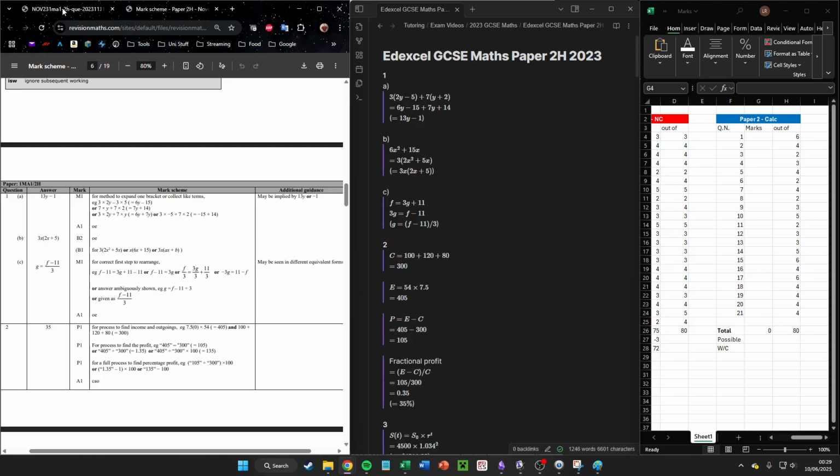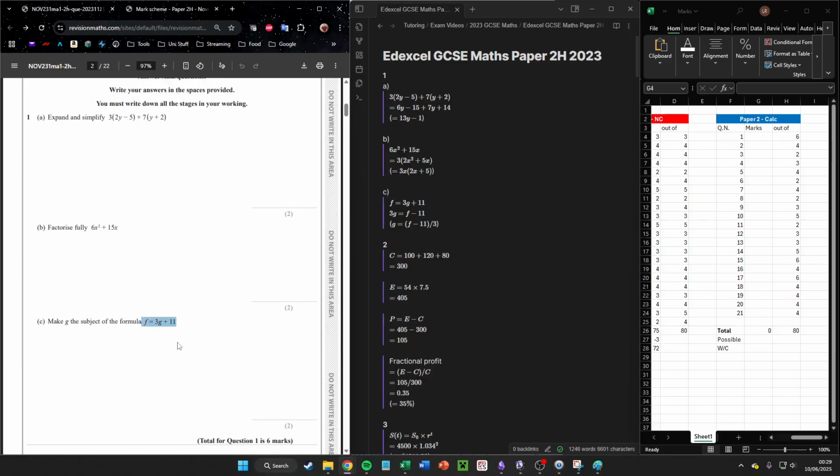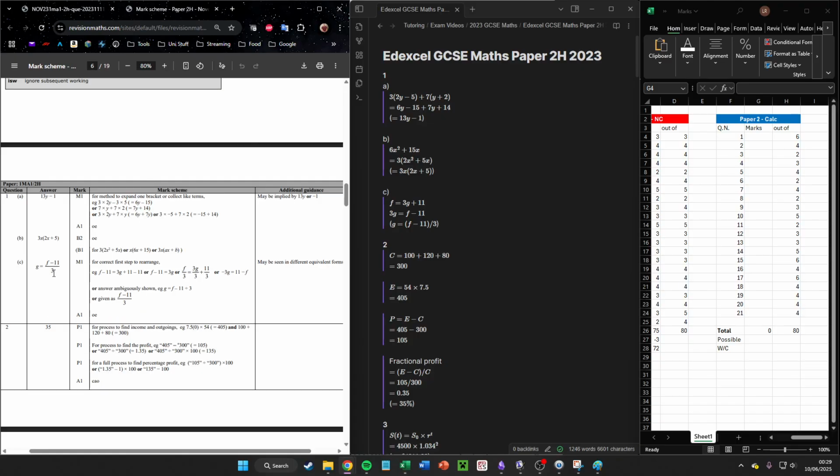And then make g the subject here, and I said f minus 11 equals 3. Sorry, f minus 11 divided by 3, and that's g equals. First step, just do the steps to rearrange, which I did do, so yeah, it's going to be full marks for question 1, which is 6.